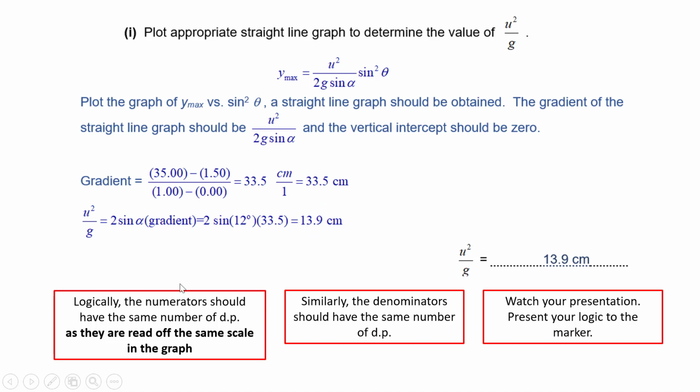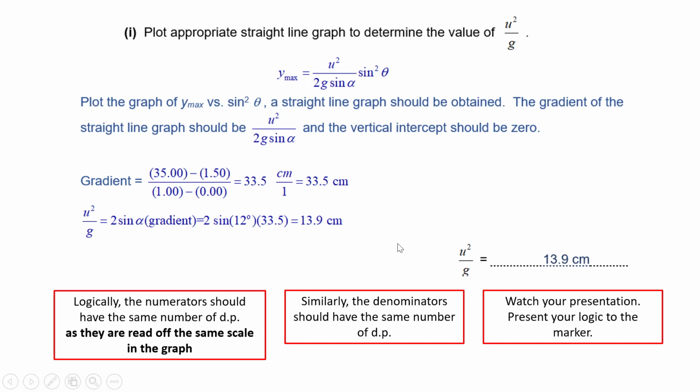Alright, again logically, because these two are read off from the y-axis, these two should have the same decimal places. Similarly, this is read off from the x-axis, so the denominators must also have the same decimal places. Alright, so this is one obvious point. If it's not the same, I can actually deduct marks in exam.